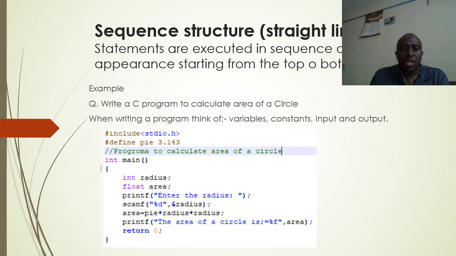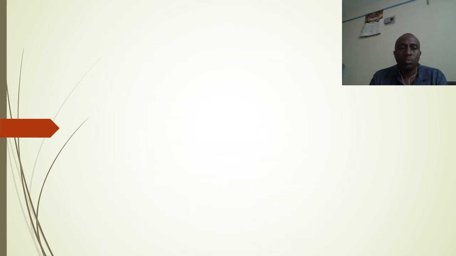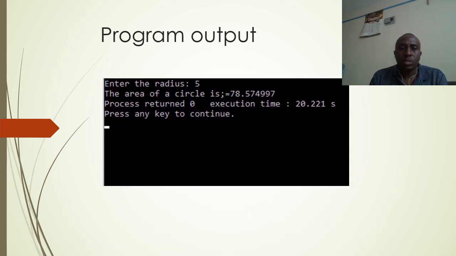After you declare your variables, you also use the function printf, which is the output function, and scanf, the input function, which will enable us to store our input in the radius. Then the process, whereby we calculate the area of the circle. From there, you output the area, which is of type float, because it has a floating point or decimal point. You have to specify that the output will be a floating point, then area. After you are through with that, that's the program output.